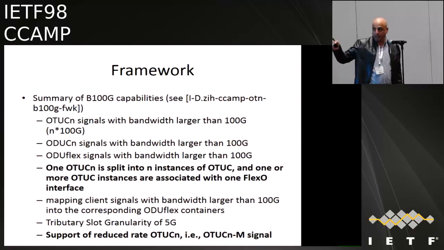interfaces, and the mapping of these different signals onto the new containers. Another important new thing introduced is a 5 gig time slot granularity. This is different from what was so far defined in G.709. There may be more items here, but if you want more detail, you can refer to the framework document. They are captured there, and also in the actual source, G.709.